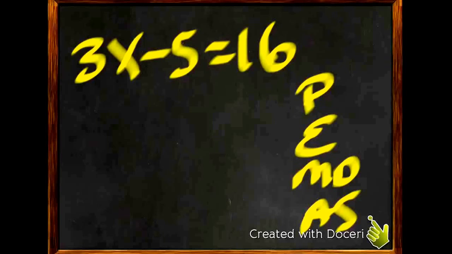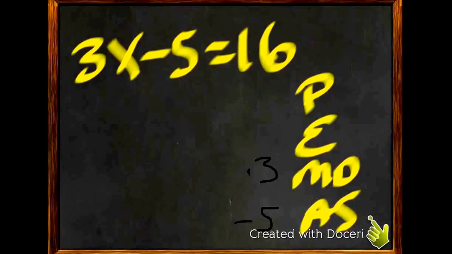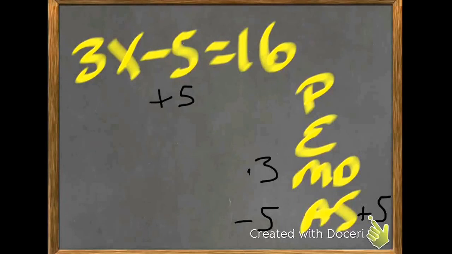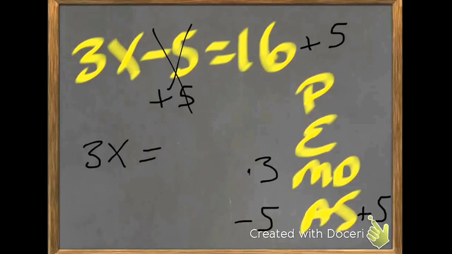So in this case, x has been times by 3, and then 5 was subtracted. So we're going to add 5 to both sides. Whatever we do to one side of the equal sign, we must do to the other side of the equal sign. And that way they stay balanced. Negative 5 plus 5 zeroes out. 16 plus 5 is 21.